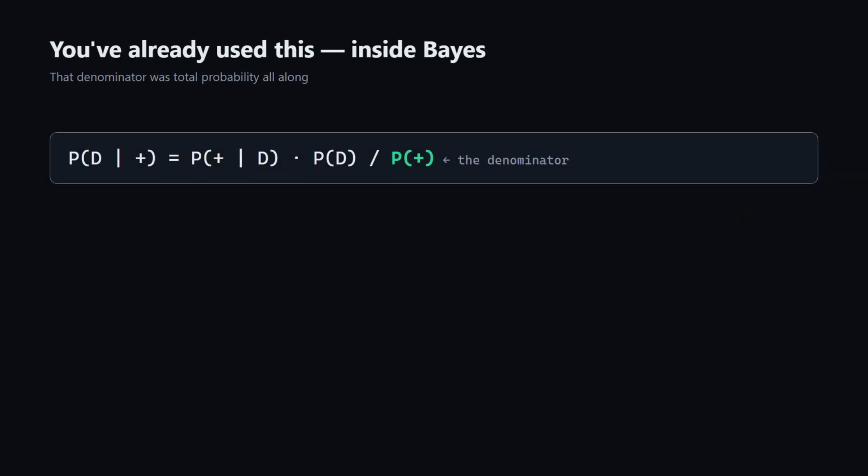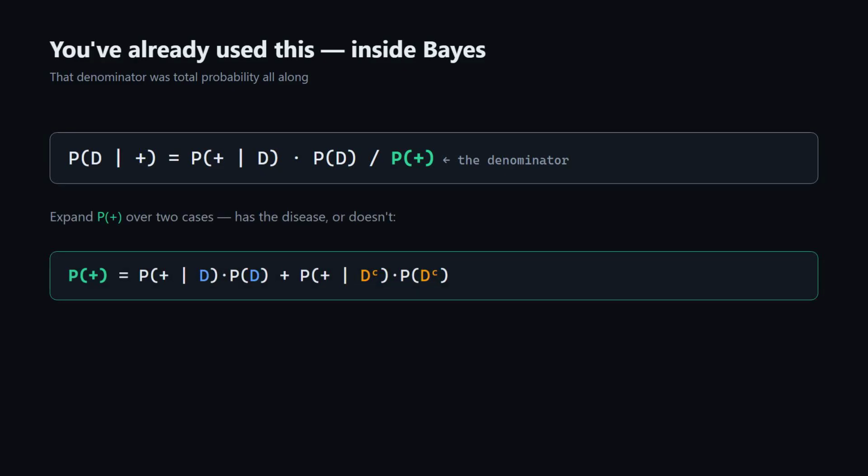And you've already used this idea. Remember Bayes' theorem and that denominator, the overall chance of testing positive? Expand it out, and it is exactly a law of total probability sum over 2 cases, having the disease and not having it. That denominator was a total probability sum all along.